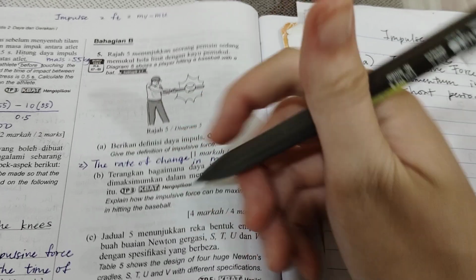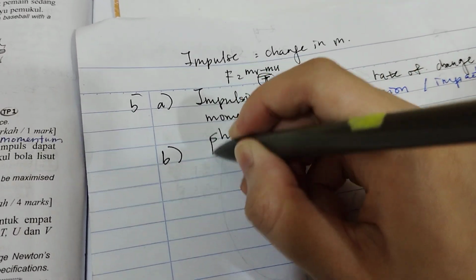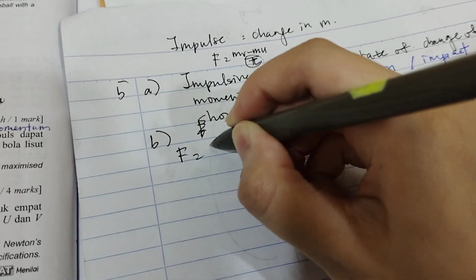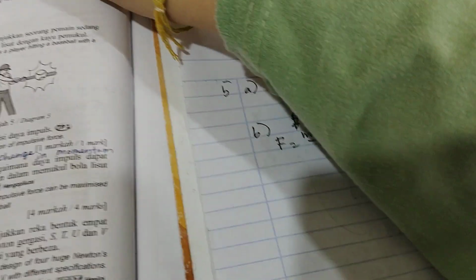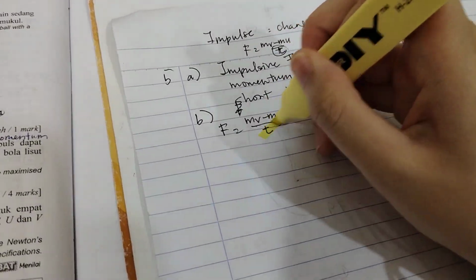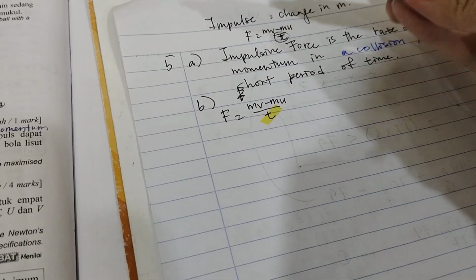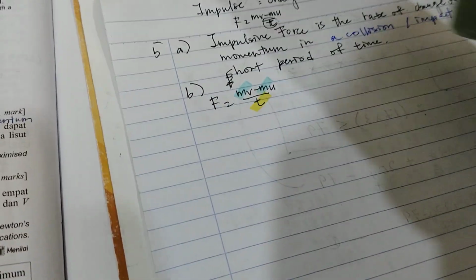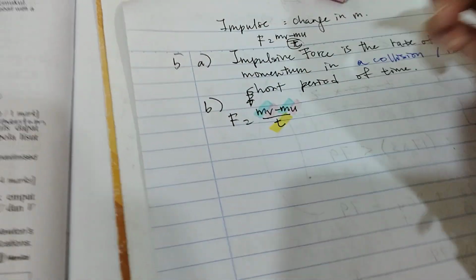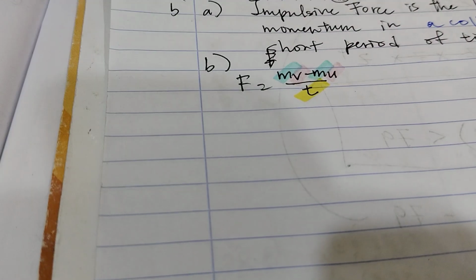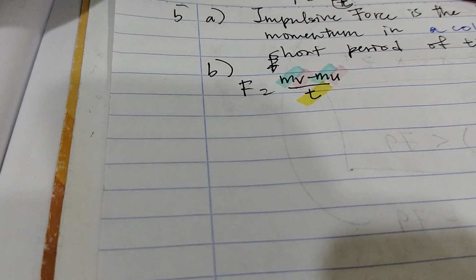They're asking you to give ways that the impulsive force can be maximized. Okay, how do we answer a question like this? Again, look at the formula. F equals mv minus mu divided by t. There are three things that are going to influence the force. The time, the mass, and the velocity, because v and u both mean velocity. V is the final velocity while u is the initial velocity.